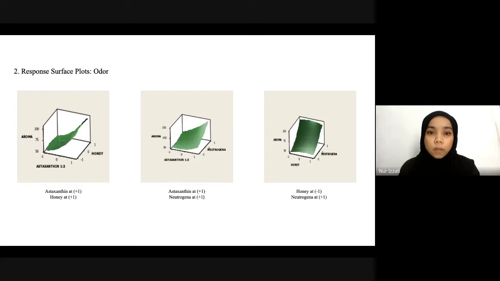In terms of odor, the respondents like it when the interactions of astaxanthin and honey, and astaxanthin with Neutrogena, show that the respondents well accepted when the ingredients are at the higher concentration, which is +1, while the interaction between honey and Neutrogena shows that the respondents like it when honey is at the lowest concentration, which is level -1, and Neutrogena at the highest concentration, which is +1.